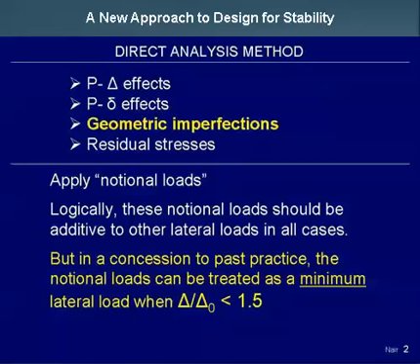Now, that delta over delta zero, that's a measure of the stability of the structure. Delta is the lateral displacement, the second order lateral displacement. Delta zero is the first order lateral displacement. So if your structure is very stiff, that'll be close to 1. And if that stability ratio is less than 1.5, you apply this notional load as a minimum. What that usually means is that you won't have to apply it in load combinations that include wind or seismic load.